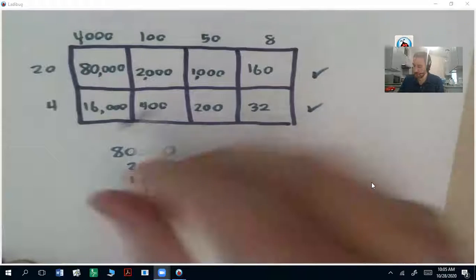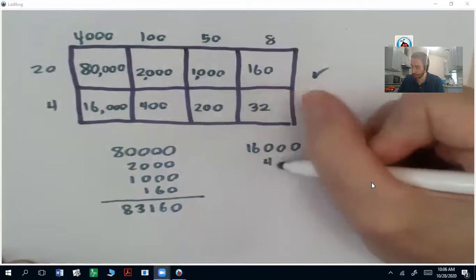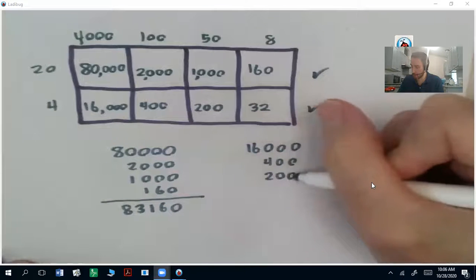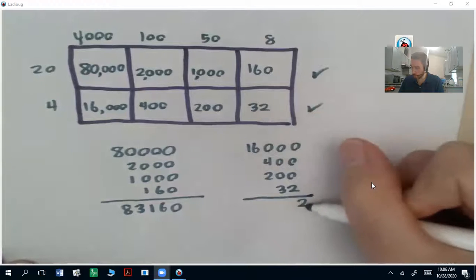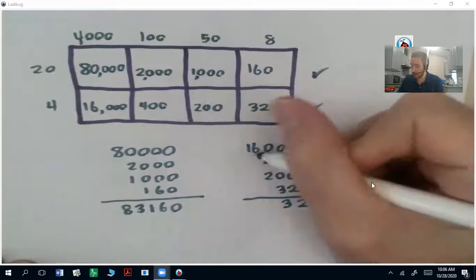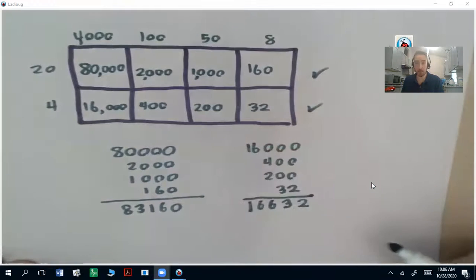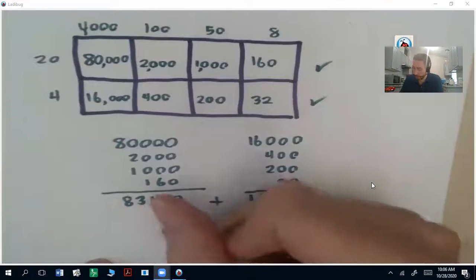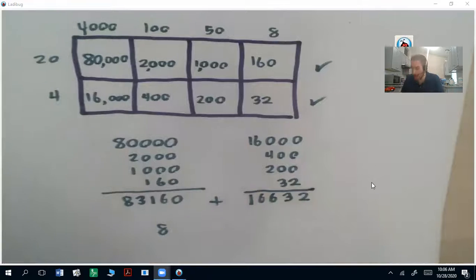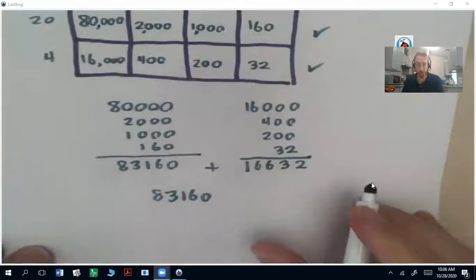Now let's do these. 16,000 plus 400 plus 200 plus 32. 2, 3, 6, 16. Now we can add those together. So it's a little bit less adding. Well, it's the same amount of adding, but we can put these together and have a smaller thing to add together, which ultimately, we want our work to look nice and neat and professional.